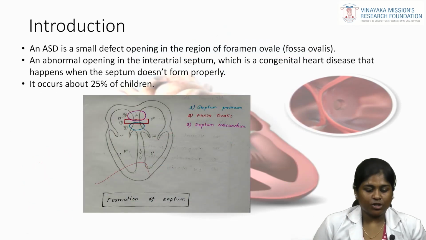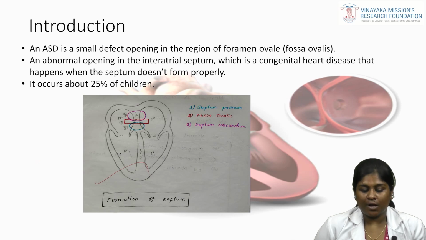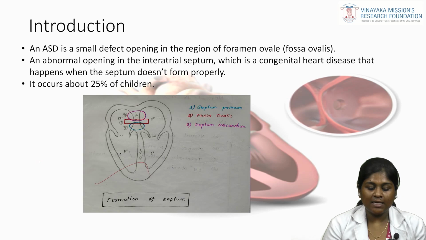So what is the introduction? An ASD is a small defect opening in the region of the foramen ovale. As we have seen before, if the foramen ovale doesn't develop properly, that causes atrial septal defect. It is an abnormal opening in the interatrial septum, a congenital heart disease that happens when the septum doesn't form properly. It occurs in 25% of children. Here we can see different types of ASDs: septum primum, fossa ovalis, and septum secundum.